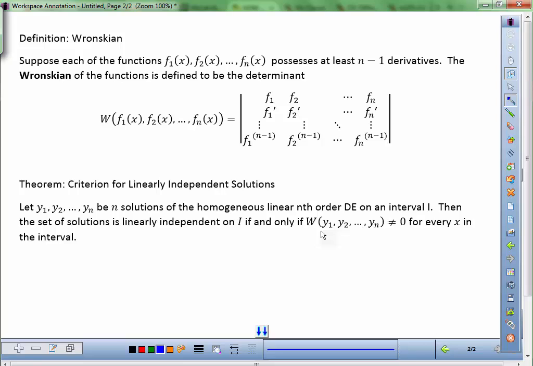So if we lay out the functions f1 through fn, and then we take its derivatives and keep them in these rows, and then we find the determinant of this matrix, then that expression is going to give us a value, a function. And it says here y1 through yn are solutions to homogeneous linear differential equations on some interval. Then the set is linearly independent if the Wronskian is not equal to 0.